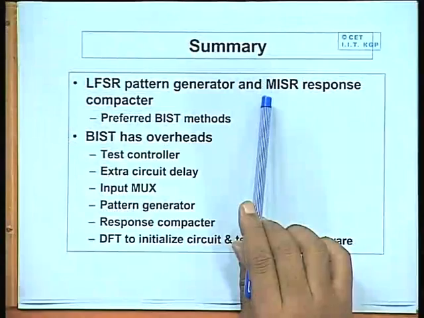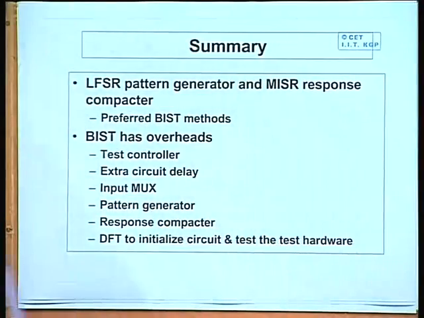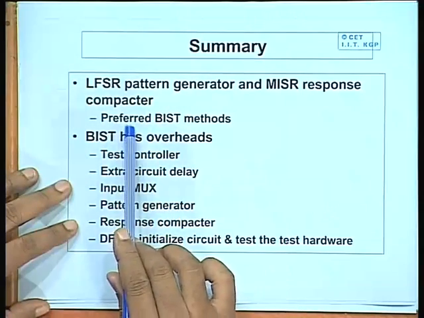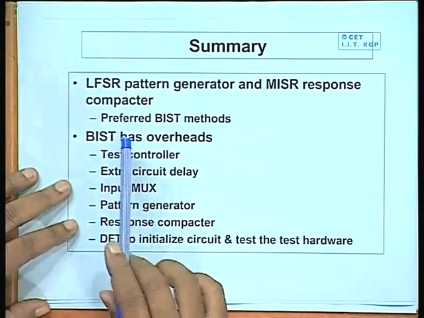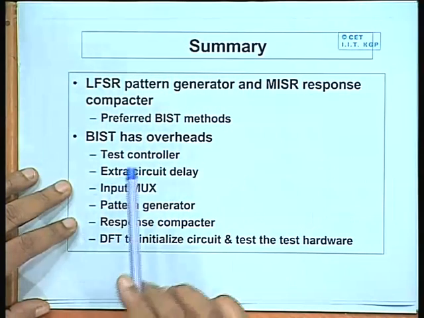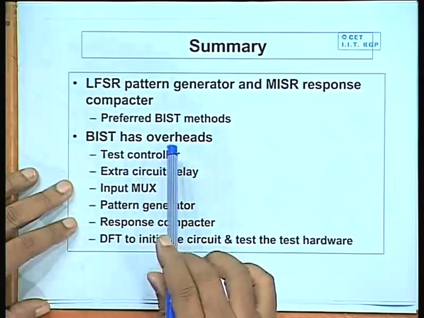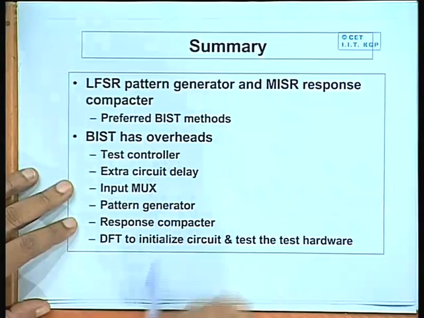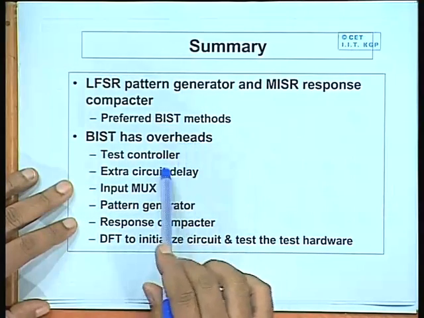So, to summarize these BIST schemes which we have mentioned, this linear feedback shift register pattern generator and multiple input signature register response compactor, structures based on these are preferred in BIST architectures. The preferred BIST methods use these, but you should also keep in mind that BIST has its own prices, that you have some overheads that you should incur.